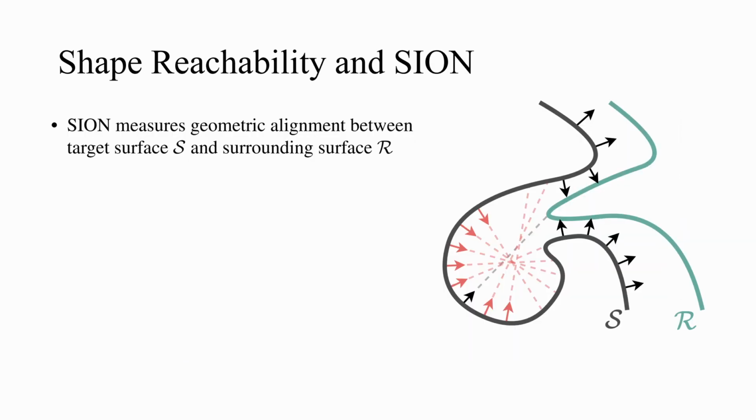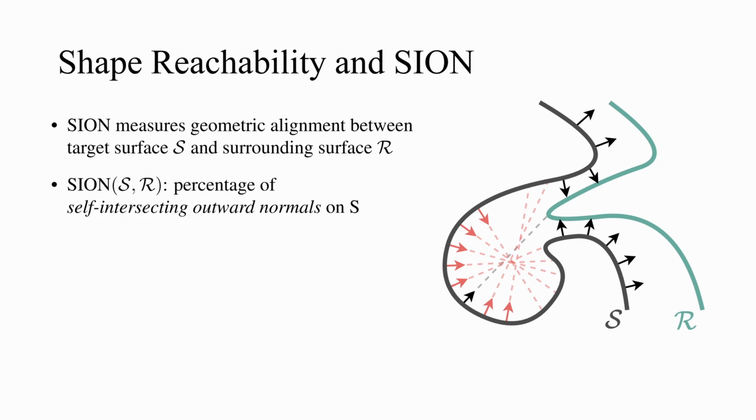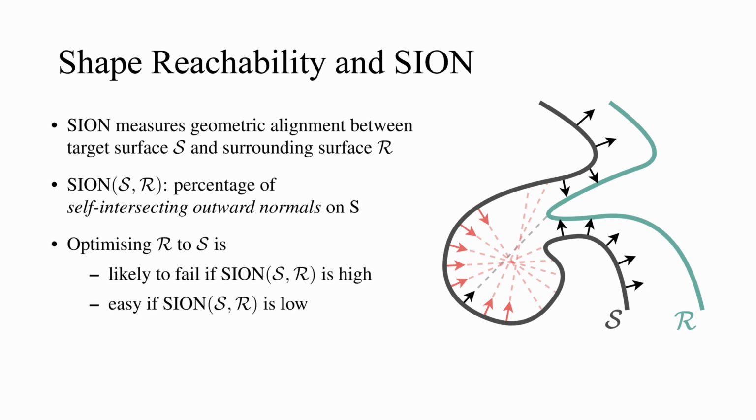Based on this insight, we propose the Sion metric to measure the geometric alignment between a target surface S and a surrounding surface R. We define Sion as the percentage of self-intersecting outward normals on shape S, shown in red in the figure, where self-intersecting means the normal hits S before it hits R. If Sion is high, then the geometry of S and R are not aligned, so SDF losses are likely to fail to optimize R into S. If Sion is low, then optimization should be easy.